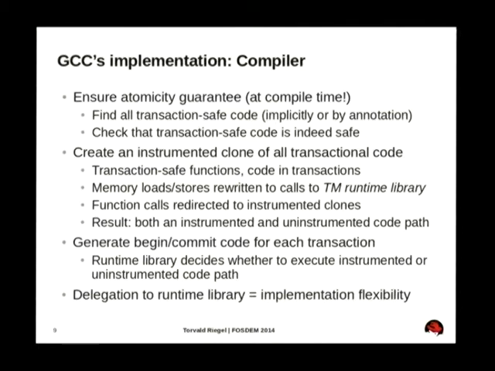This works because we check all transaction safe code to see whether it is indeed safe. Transaction safe code is code that's either implicitly transaction safe, because you call it from a place that should be transaction safe, or code where you have annotated the functions accordingly. Once we have checked all this code, we create an instrumented clone of it. This code is then the transaction safe functions and so on. Essentially, we take all the memory loads and stores and rewrite them so that they are a call into a TM runtime library that will then perform the memory loads and stores. So we hook into the load and store mechanism. Similarly, we redirect the function calls to the clones. As a result, we have both an instrumented code path, where the loads and stores are intercepted, and an uninstrumented one where things are just like before.